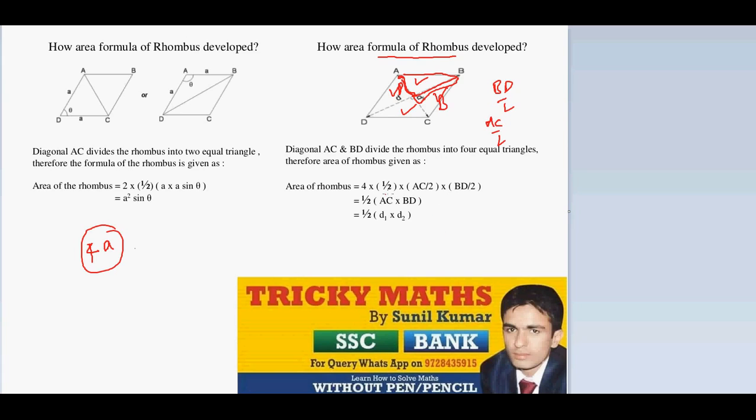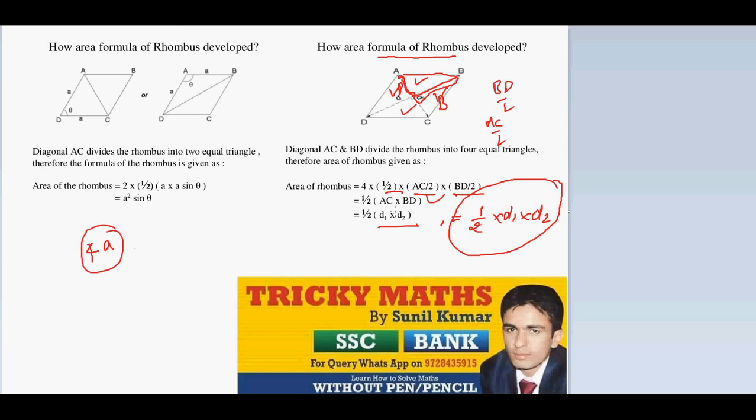So the area of this triangle will become half base into height. But the rhombus is equal to 4 multiplied by this triangle, as the areas of the four triangles are equal. So the area will be this. AC and BD are the diagonals. So the area of the rhombus can be described as half D1 multiplied by D2, where D1 and D2 are the diagonals.